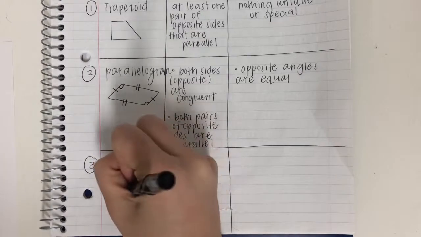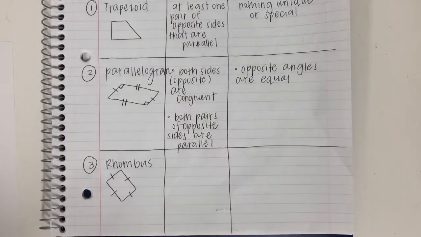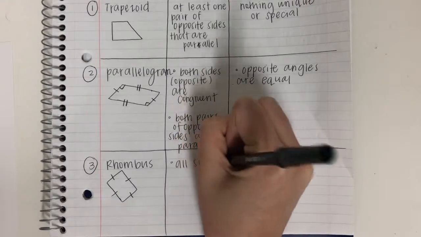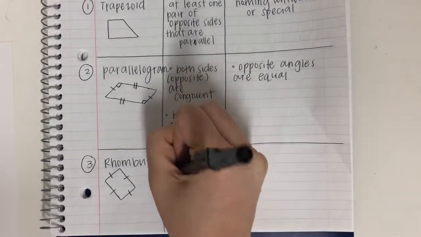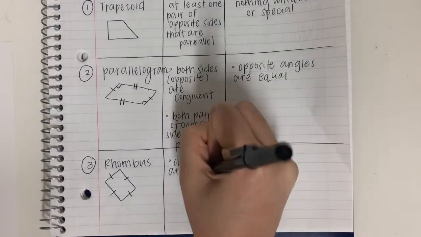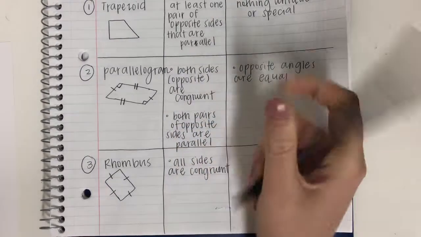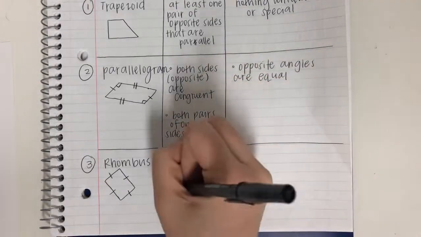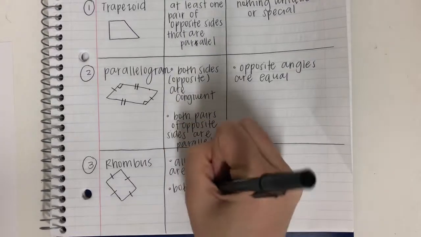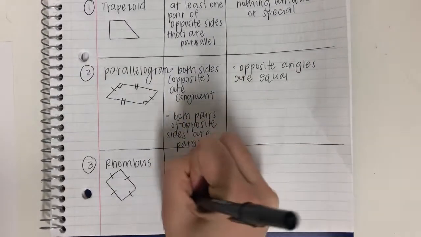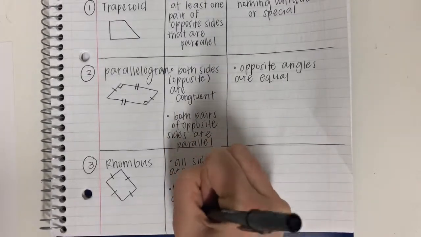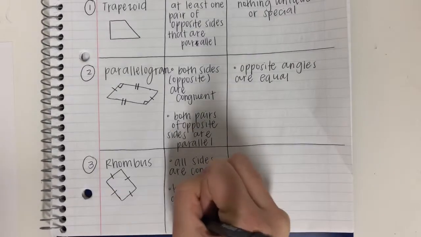And by putting this line here, I'm saying that all lines are congruent and equal. So all sides are congruent, which means the same size. And then both pairs of opposite sides are parallel.